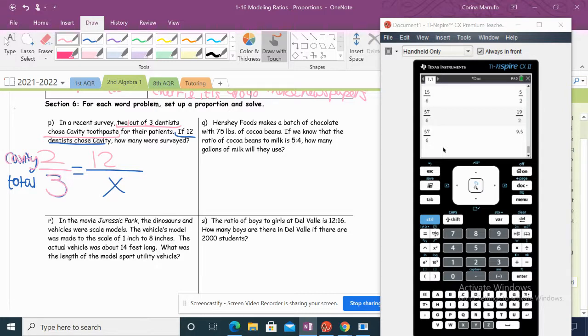So we're gonna go ahead and cross multiply. So 2 times x gives us 2x, and then 12 times 3 is 36. So then to solve for x, divide both sides by 2. What we did on one side, we have to do to the other side, and this gives us 18. So then we go back and answer the question. It says, how many were surveyed? 18 dentists were surveyed.